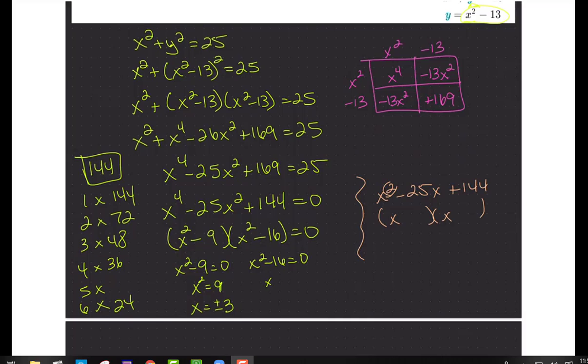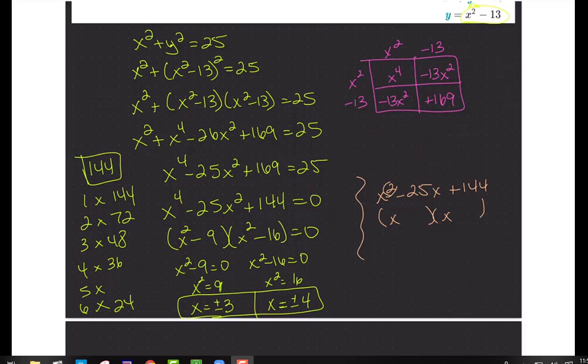Then what am I going to get? X squared equals 16. X is going to equal positive or negative 4. Right. So on this one, how many solutions did we have? 4. So when it comes to our little picture, see if I can do it real quick.